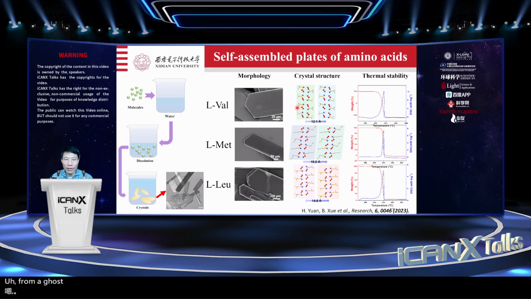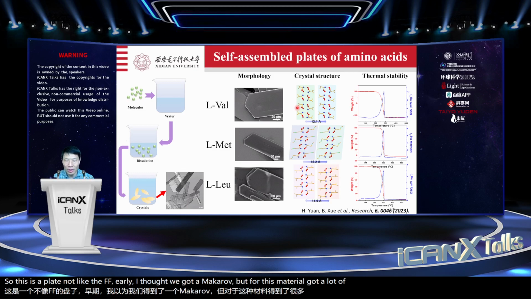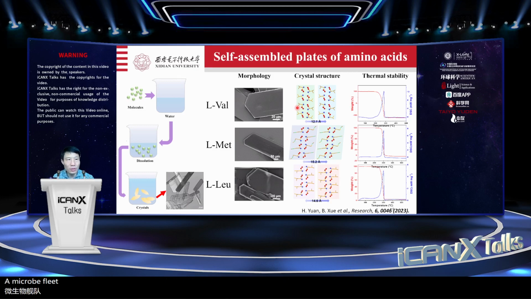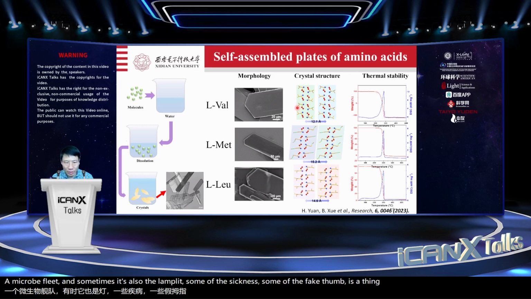From those valine, methionine, and leucine, what we got is some crystals. So this is a plate, not like the FF. Earlier with FF we got a micro rod, but for this material we got a lot of micro plates, and sometimes nano plates. Some are thick, some are thin. It really depends.